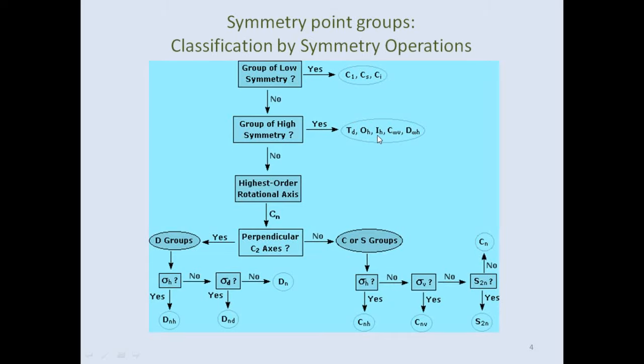And your icosahedron, and then you can have your C infinity V and D infinity H. These groups can be present in the molecule. But if high symmetry is not there, then you can have a common type of molecules that are very frequently asked in the examination, right?